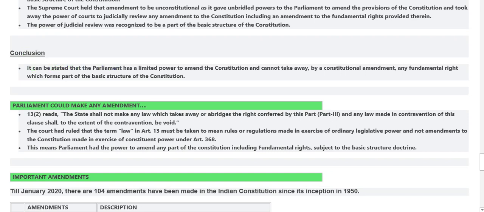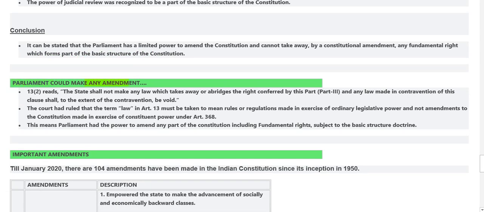Conclusion. It can be stated that the Parliament has a limited power to amend the Constitution and cannot take away, by a constitutional amendment, any fundamental right which forms part of the basic structure of the Constitution.